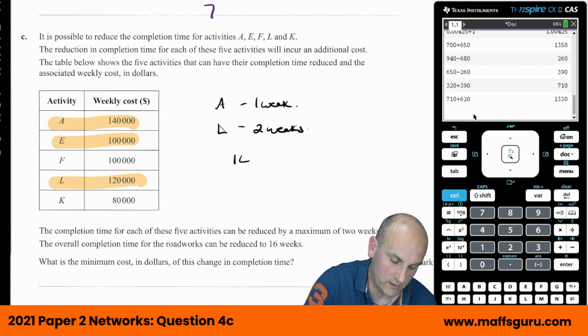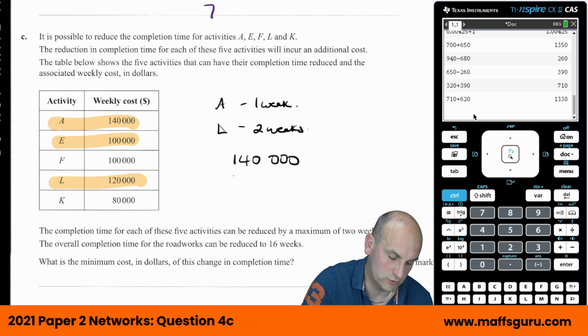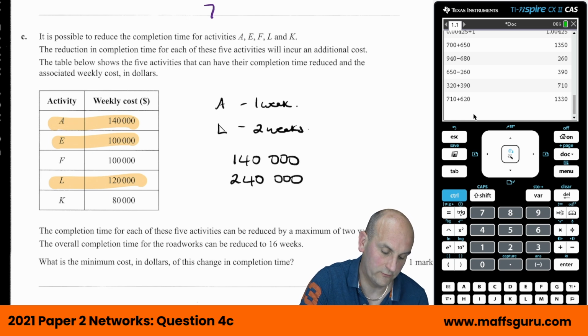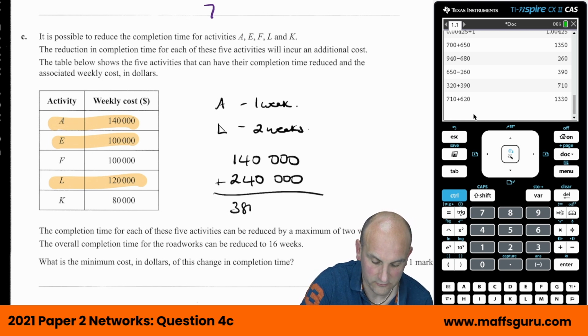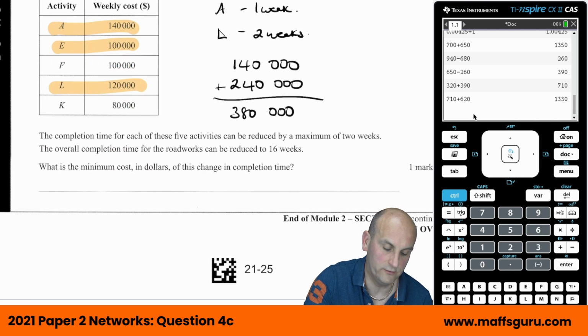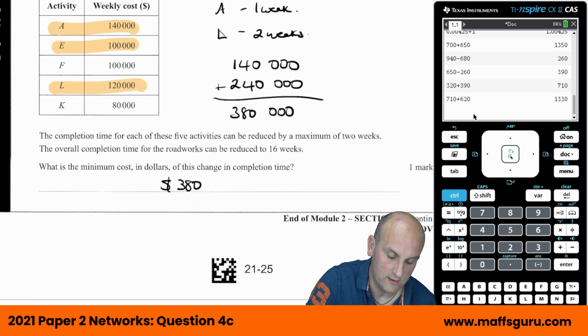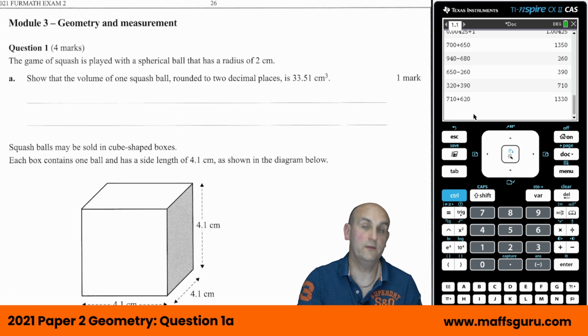So let me say A by 1 week, which is 140,000. L was 240,000. So 2 weeks of that, 240, add them together, gives me $380,000. So I reckon the answer to this one, $380,000. There we go. That was the end of networks.